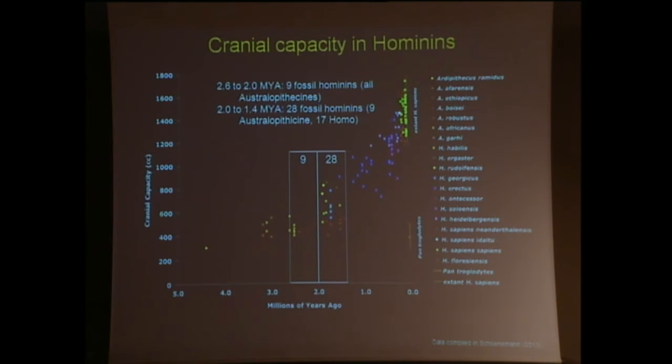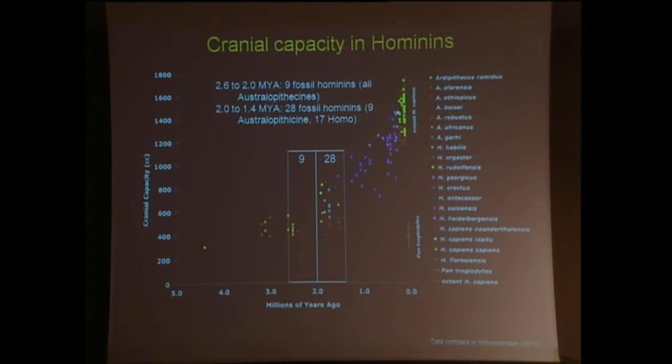I want to point out here that we have virtually nothing between 2.5 and 2.0 million years ago. If anybody can find a hominid in this time period that has a brain case large enough for a cranial capacity and a face, we will give you a case of champagne, I promise.